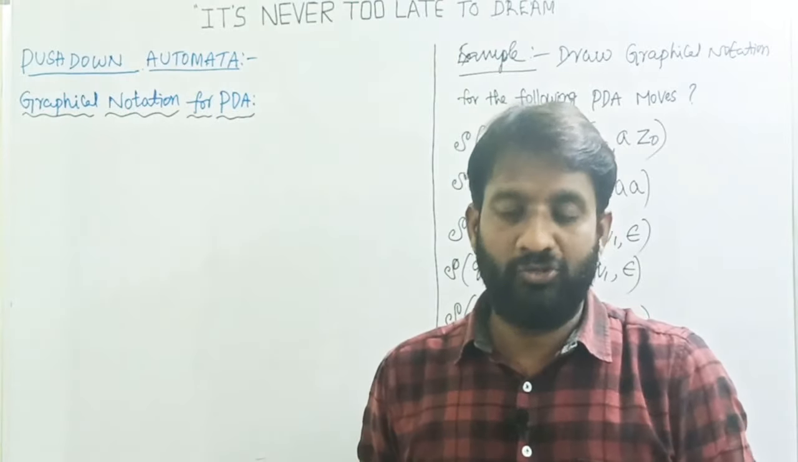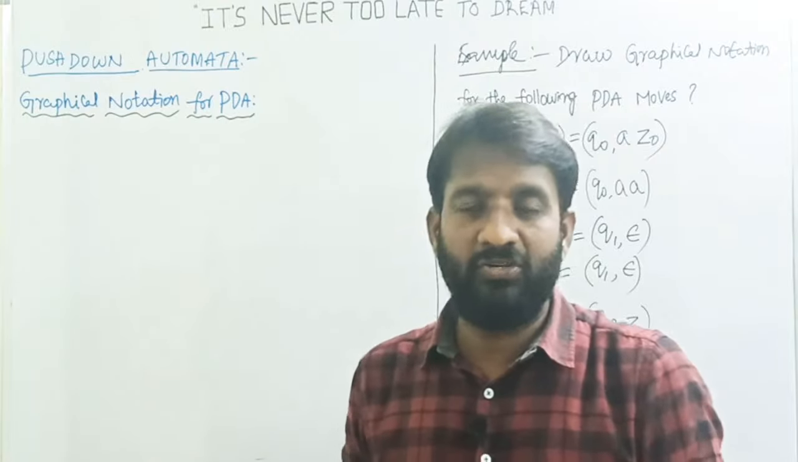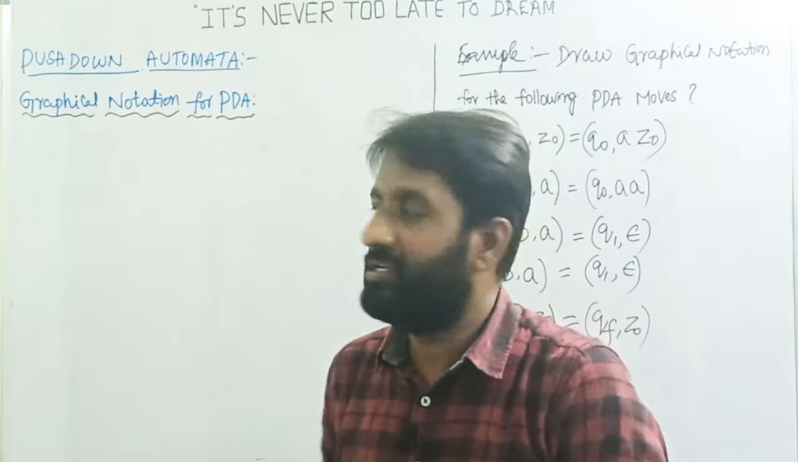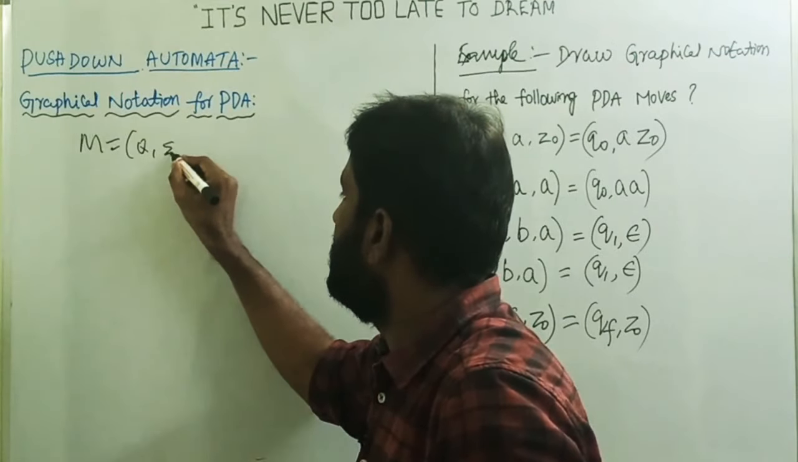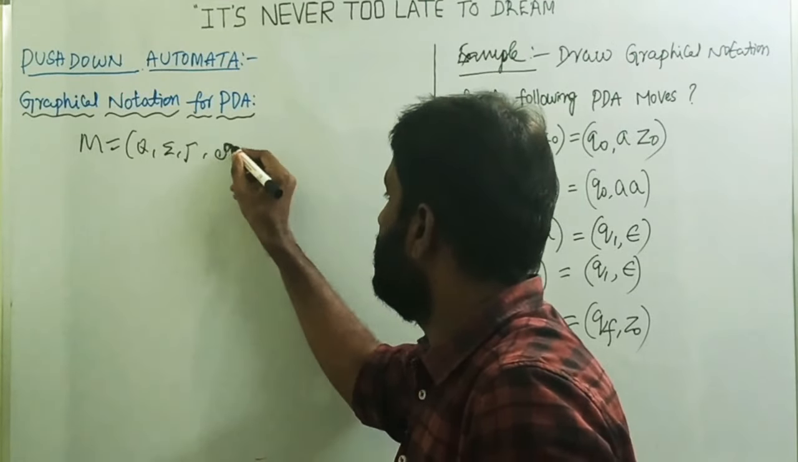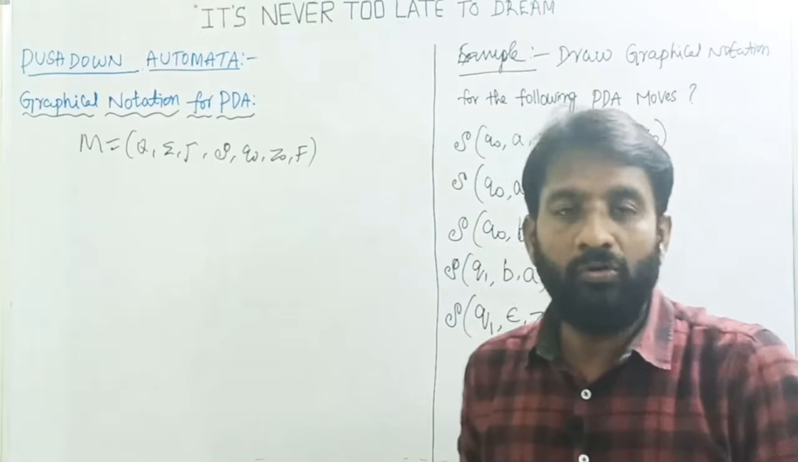Welcome back. Today's topic is graphical notation for PDA. As we know, the formal definition for a PDA is M = (Q, Σ, Γ, δ, q0, Z0, F).